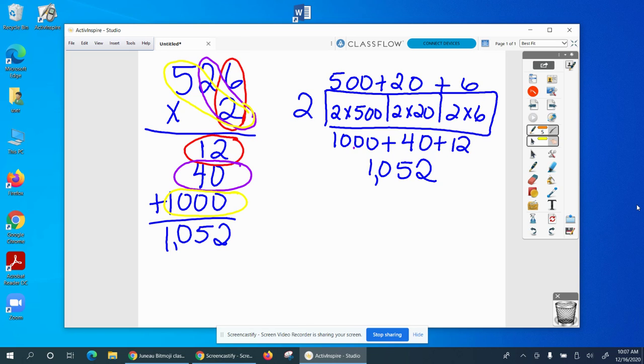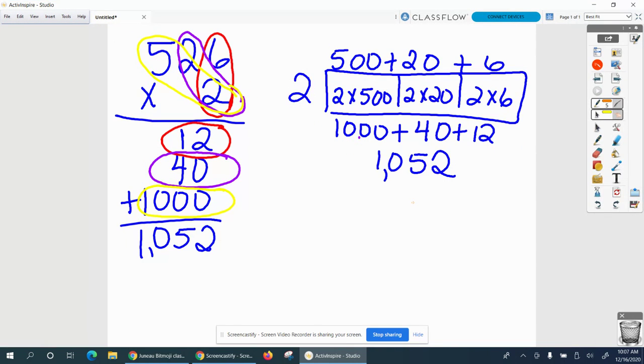So the problem we're going to try. Which facts do you know really well, Madeline? She said the 2s and the 9s. All right, we're going to try 2,952 times 5.